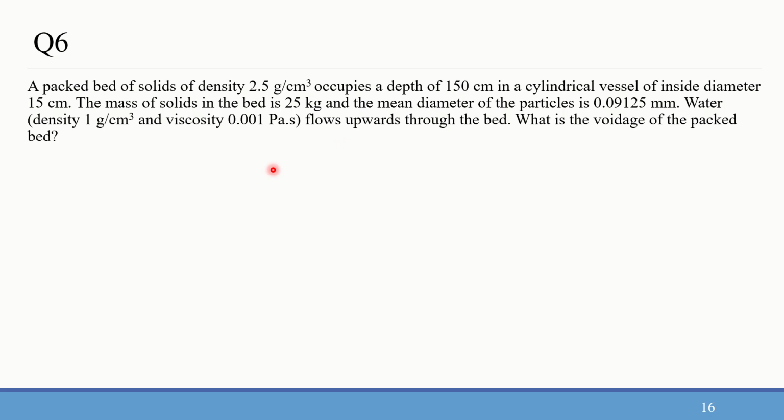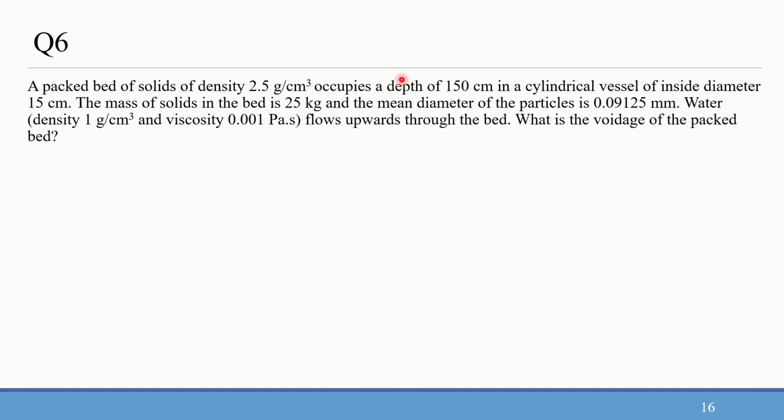So what is given? We are given that we have a packed bed and it has solids whose density is 2500 gram per centimeter cube, or sorry, 2.5 gram per centimeter cube, and its actual density is 2500 kg per meter cube in the SI units, and it occupies a depth of 150 centimeters.